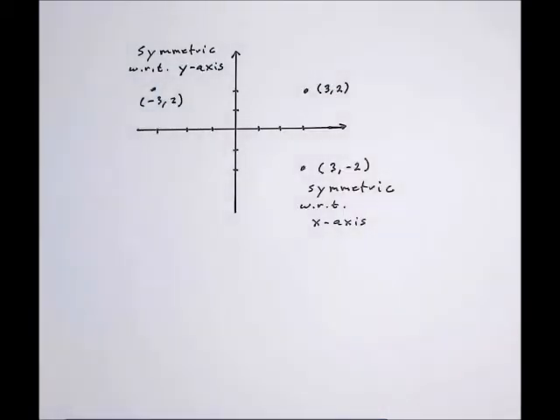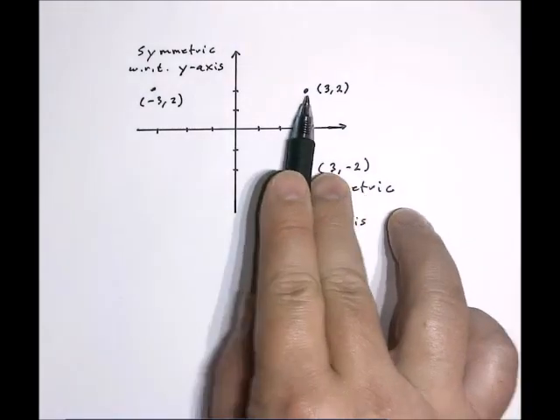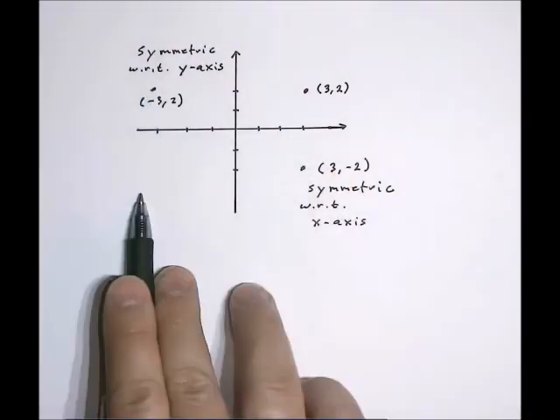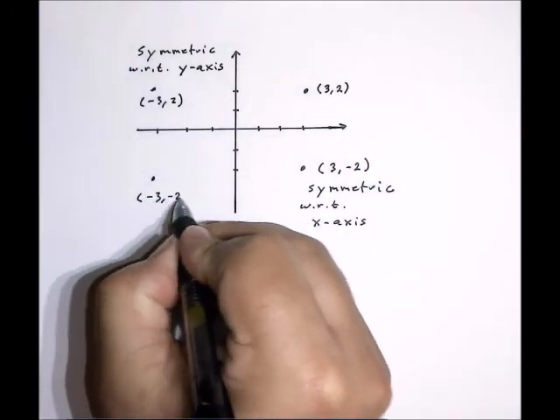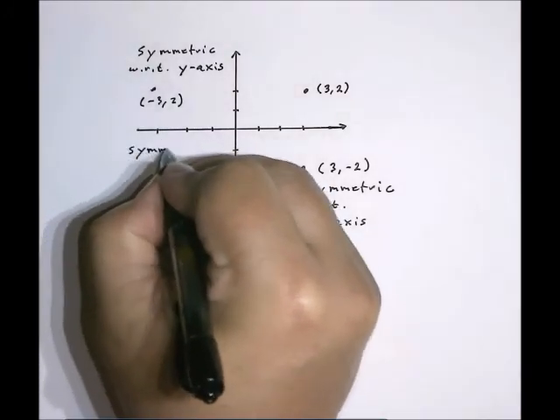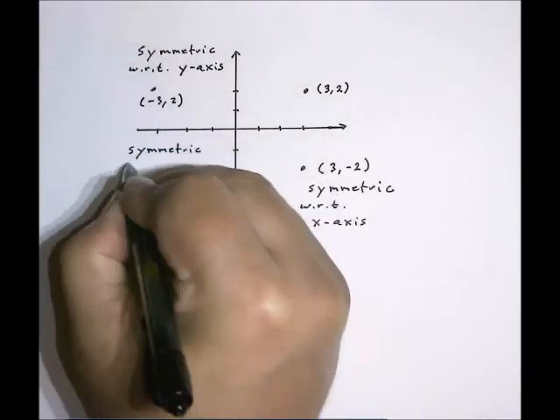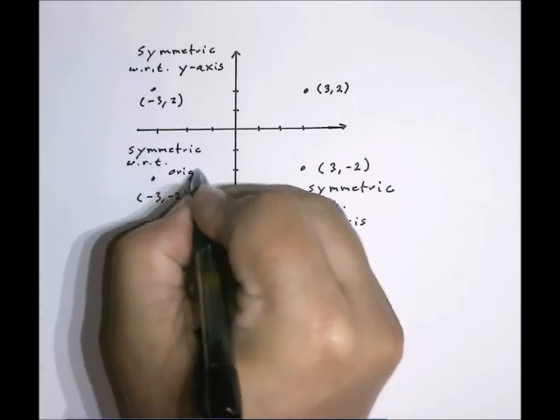And if you're asked to find the point symmetric to this with respect to the origin, you have to flip it around both y and x, which brings us to negative 3, negative 2. And this point is symmetric with respect to the origin.